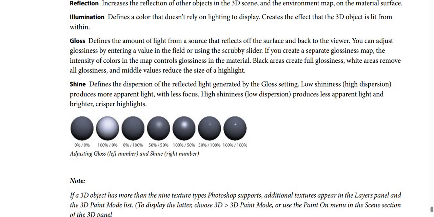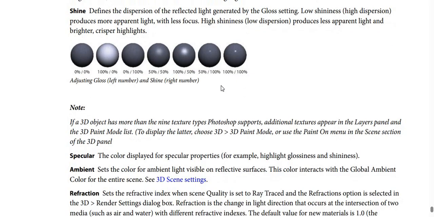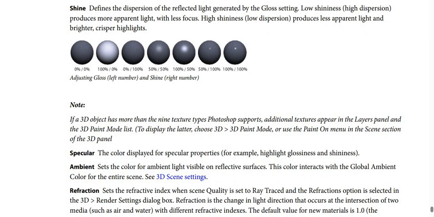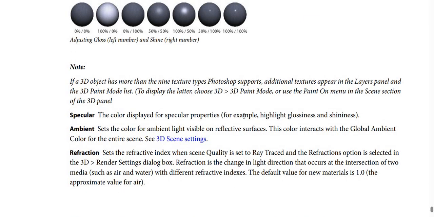Dispersion produces less apparent light and brighter, crisper highlights. Like the next screenshot. This screenshot now explains adjusting gloss in the left number and shine in the right number. Yes. And note here please, and be careful.